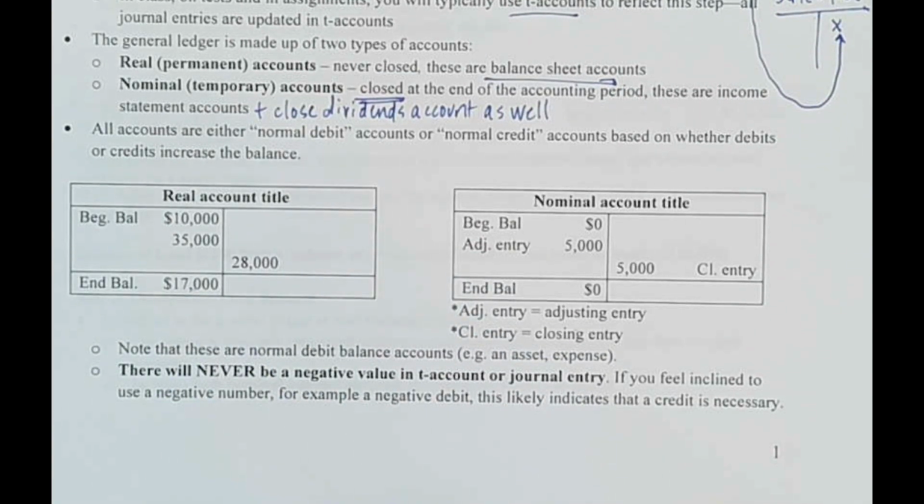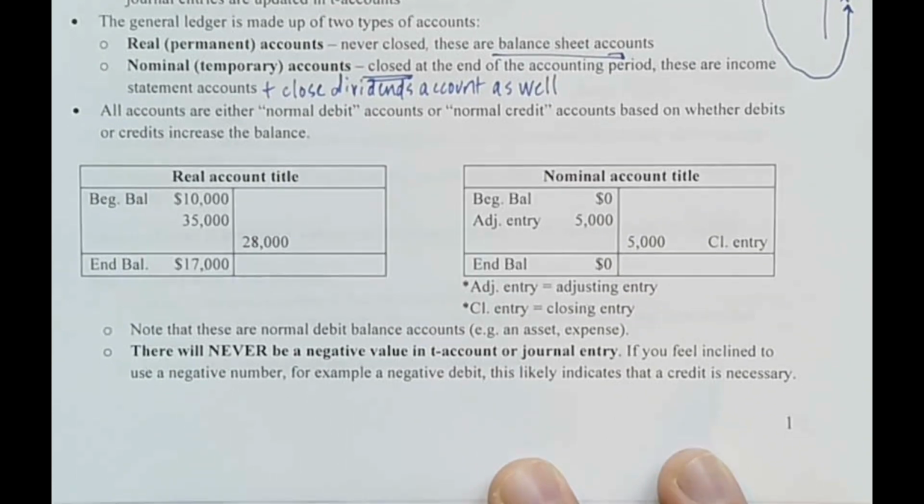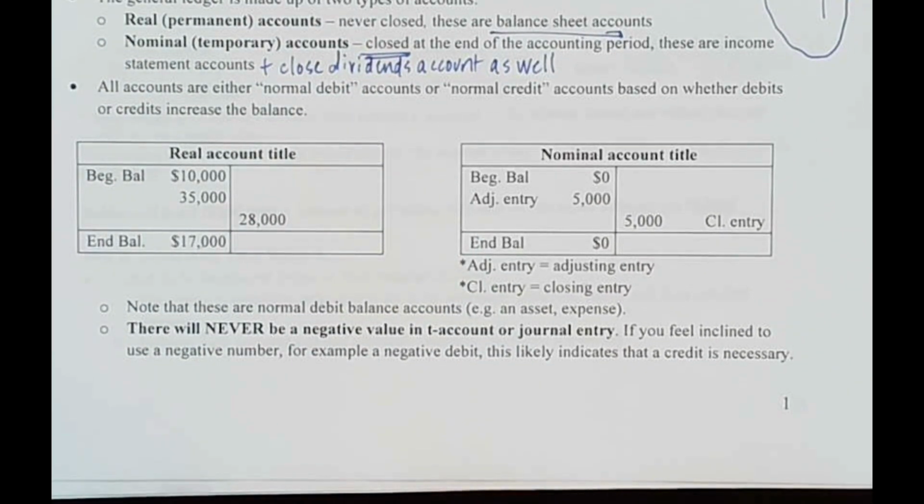There will never be a negative value in a T account or a journal entry. There's a reason why we try to stay away from things like subtracting. We talk about increasing and decreasing. An asset account cannot become a credit balance. It just can't. We can't have a credit balance for cash, because that would mean we have negative cash, which absolutely makes no sense.